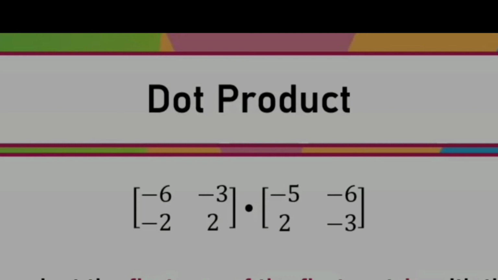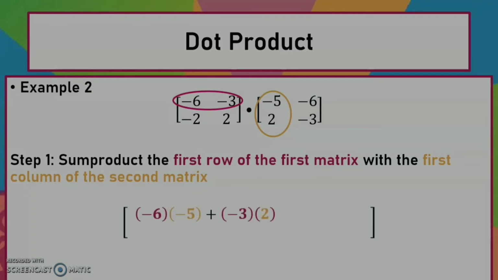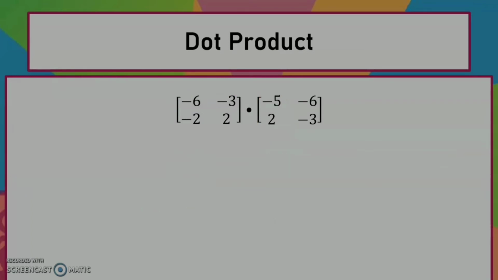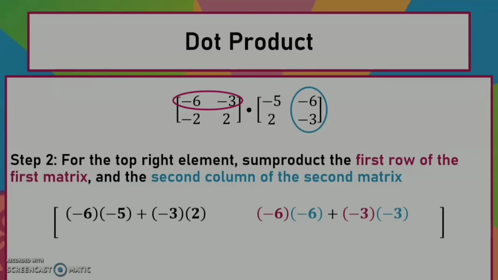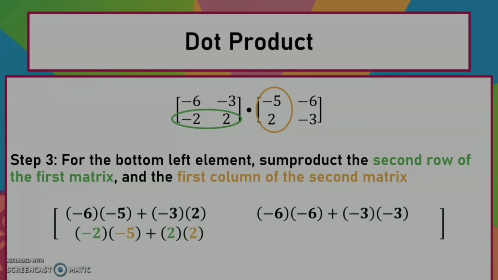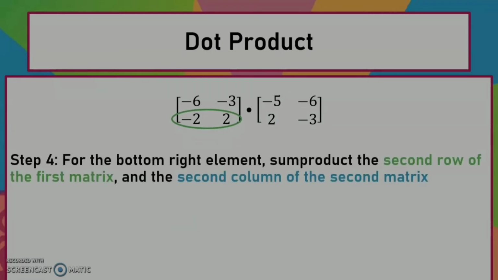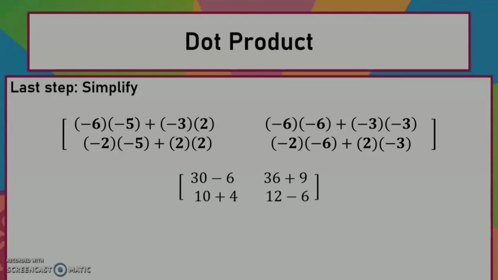I know that the resulting matrix of this dot product will be a 2 by 2 with 4 elements. For the top left, I'm going to take the first row of the first matrix and sum product the first column of the second matrix. For the top right element, I'm going to take the first row of the first matrix and do a sum product with the second column of the second matrix. To calculate the bottom left element, find the sum product of the second row of the first matrix and the first column of the second matrix. Then to calculate the bottom right element, sum product the second row of the first matrix and the second column of the second matrix. Simplifying it all, I get to an answer.